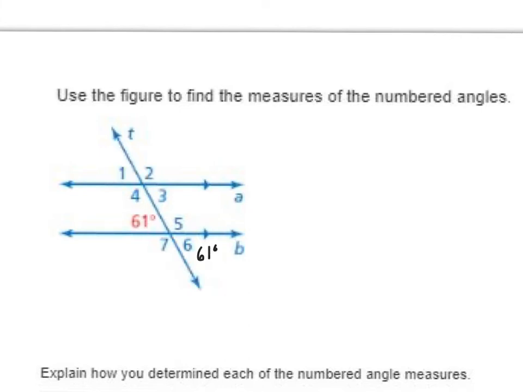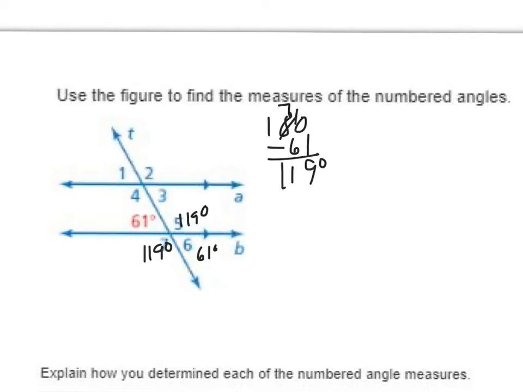And we also know that angle 7 and the given angle are supplementary. And 61 degrees, the given angle, and angle 5 are also supplementary. So we need to figure out the supplementary measure. 180 minus 61 would be 119 degrees. So number 7 is 119 degrees, and number 5 is also 119 degrees.